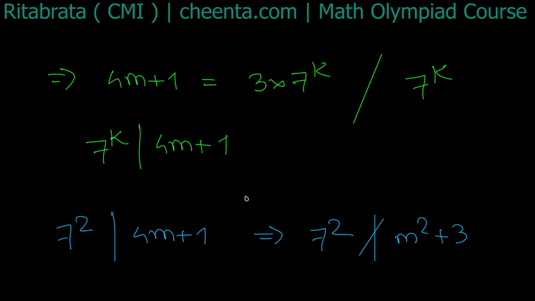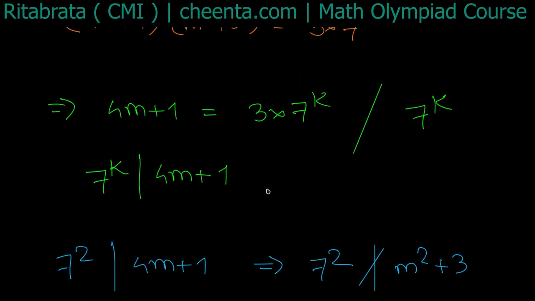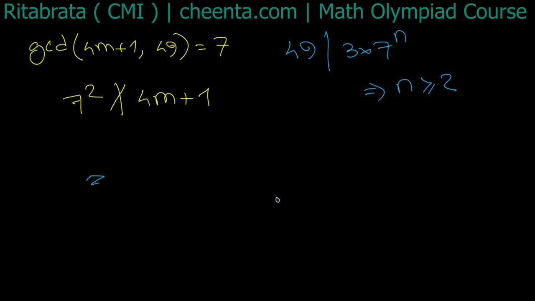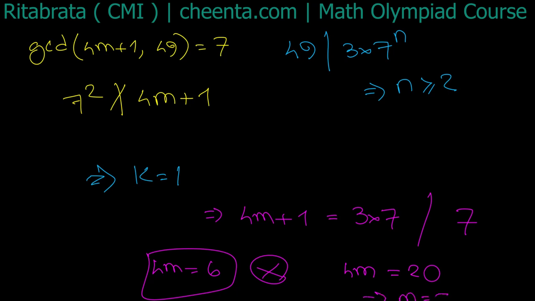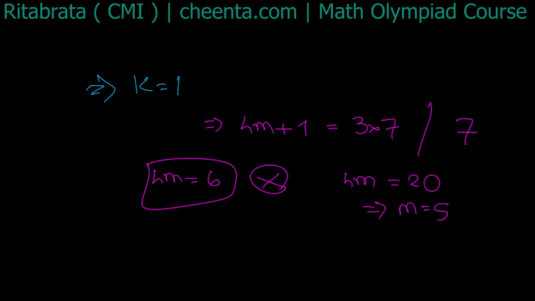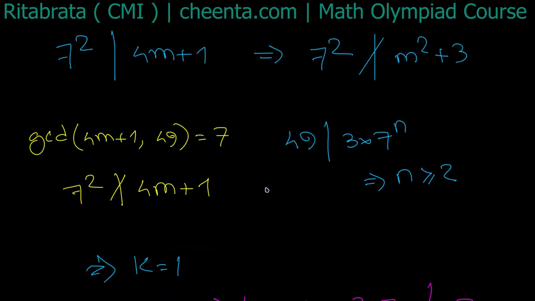So we know that 4m plus 1 is 3 times 7 to the power k. So in that case, my k must be equal to 1. K is 1. So 4m plus 1 is either 3 times 7 to the power 1 or just 7 to the power 1. 4m plus 1 equal to 7 means 4m equal to 6. This is inconsistent because m cannot be an integer in this case. And 4m plus 1 equal to 21 means 4m equal to 20, and that would imply m equal to 5, and you can easily check that this doesn't give any solution. You can just put the values.